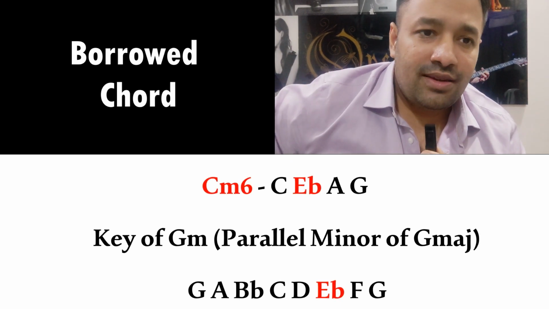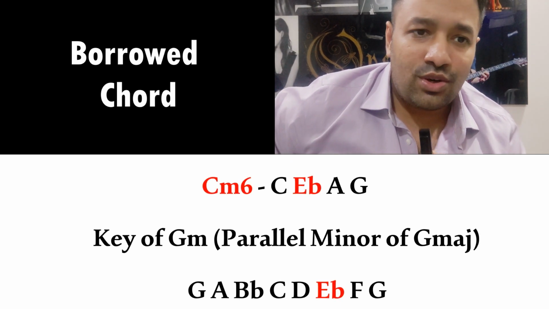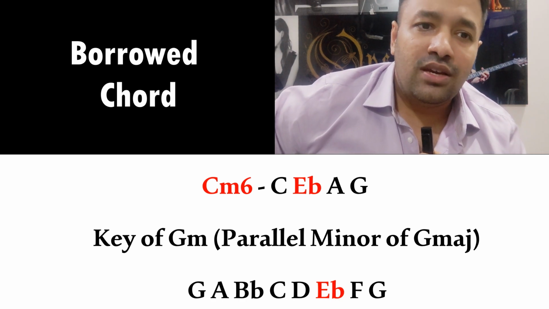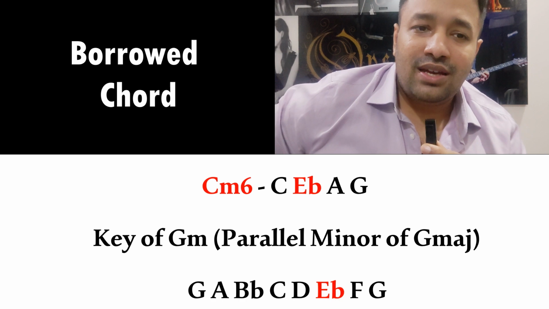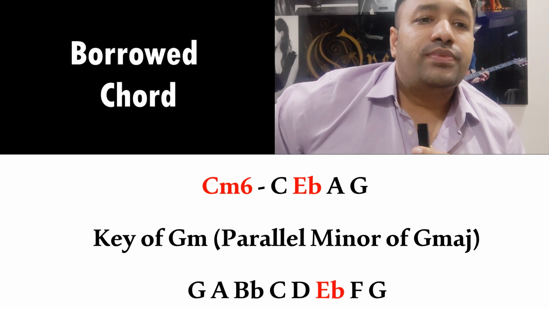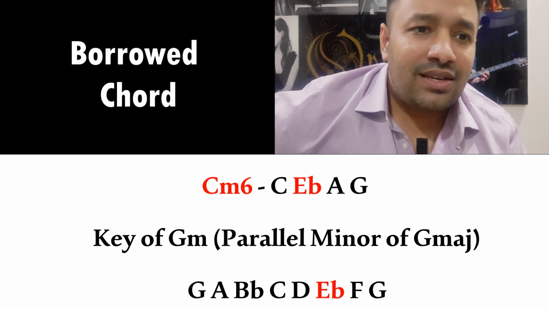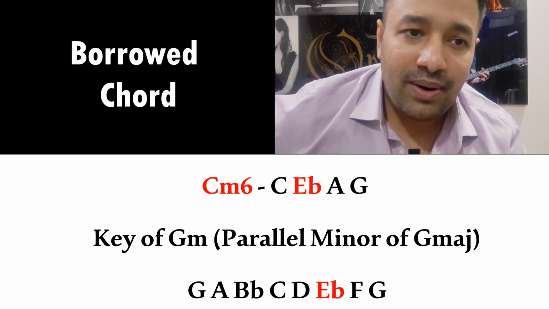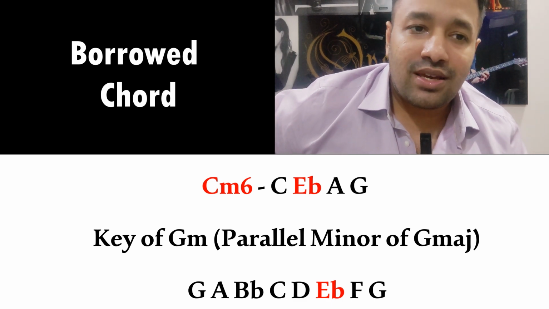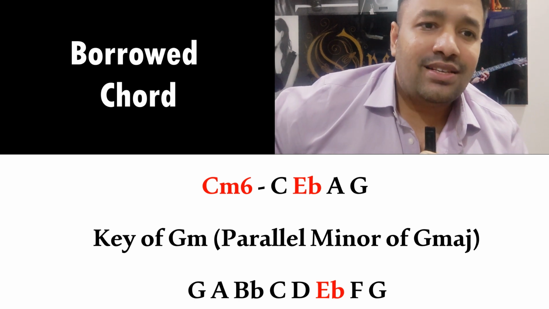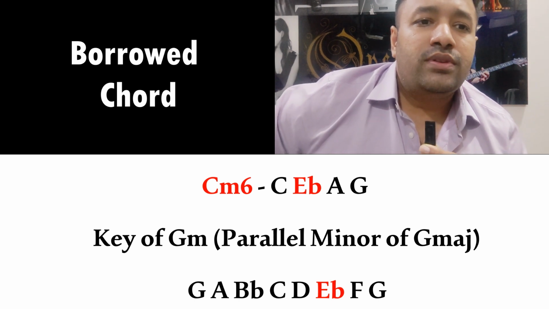And as far as the C minor 6 chord is concerned, let us look at the notes of this chord. We have a C, E flat, A and G. Here one of the notes, the E flat, is not within the G major scale. The analysis for this again is that it comes from the parallel minor key of G major, which is a G minor scale. Here we have the flat 6, which is the E flat.